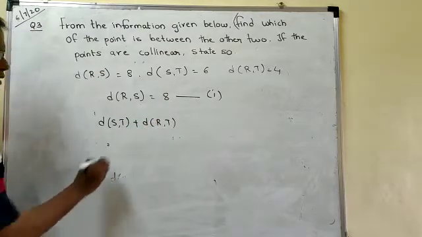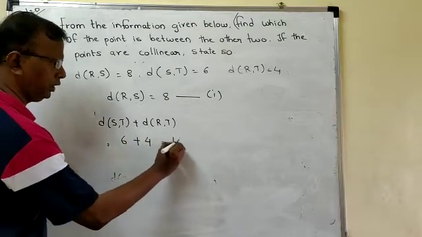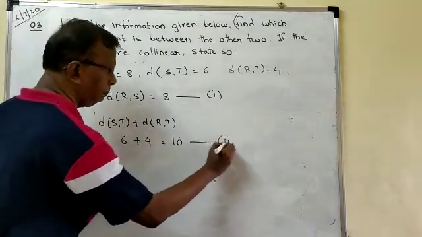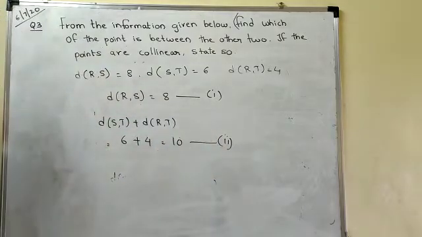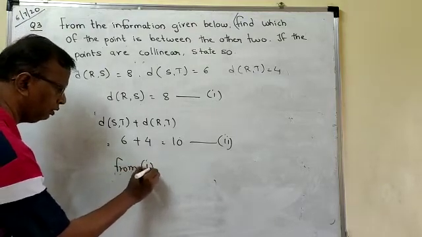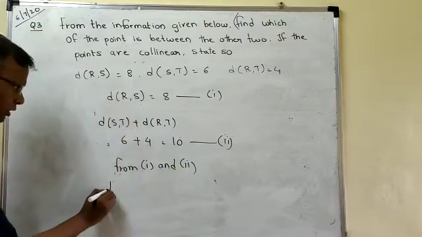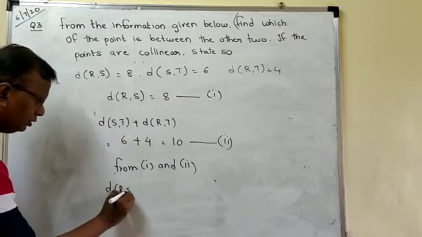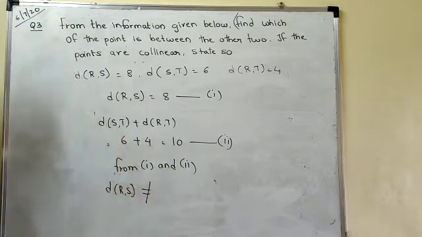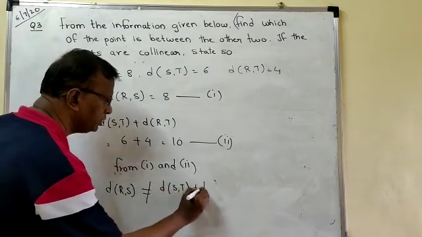What is distance ST? 6 plus distance RT 4 is equal to what? 10. Now when you compare equations 1 and 2, are they equal or not equal? They are not equal. So we write here like this, from 1 and 2, what you can say is that distance RS is not equal to distance ST plus distance RT.